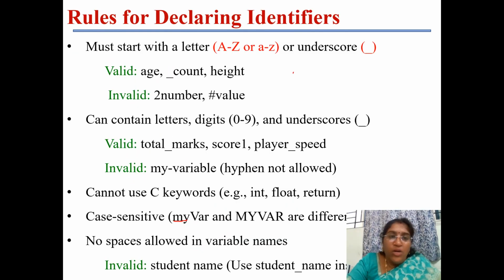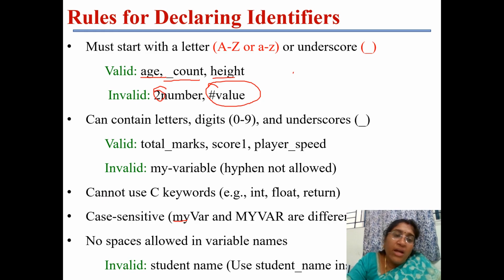Rules for declaring identifiers. A variable should start with a letter or underscore. For example, age, starting with a letter, and count underscore, are valid variable names, and 1height is invalid. It should not start with a number, and special characters are not allowed in declaring identifiers or variables.